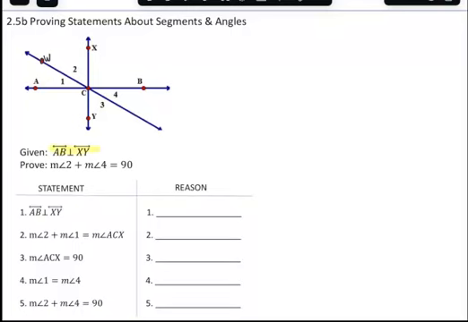So statement 1. Is this statement 1 repeating our given? It is. So we justify that by saying that was what was given. Now notice there is a symbol in this statement. Okay?